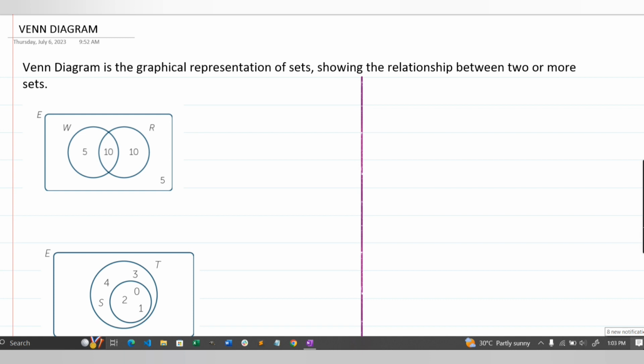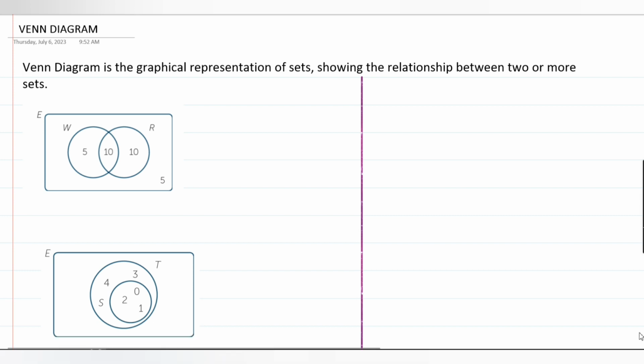Hello friends, today in our class on sets we'll be taking a look at the Venn diagram. The Venn diagram is the graphical representation of sets. That is what the Venn diagram is. It shows the relationship between two or more sets.